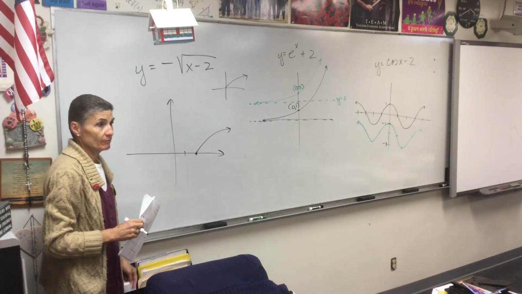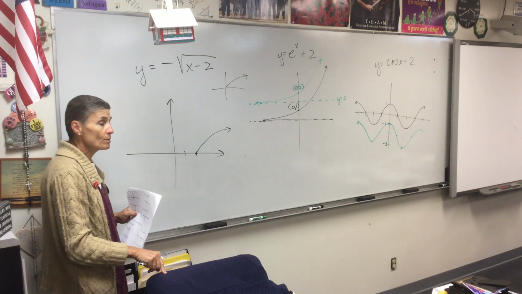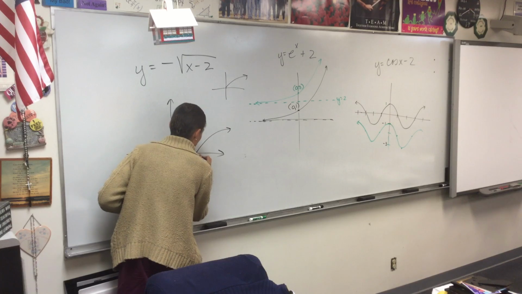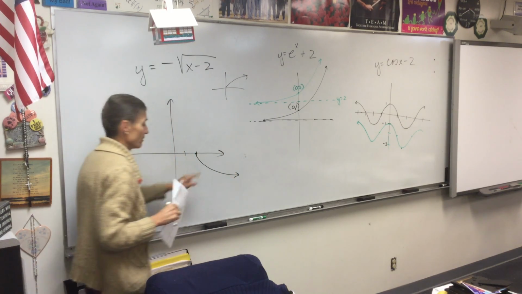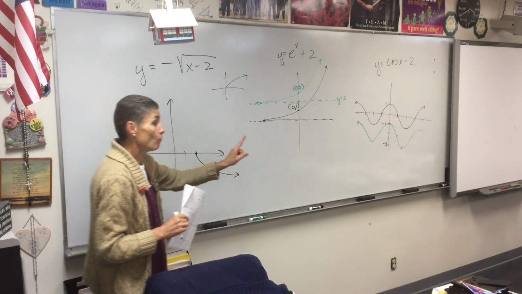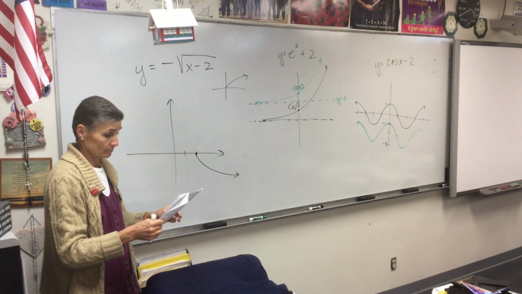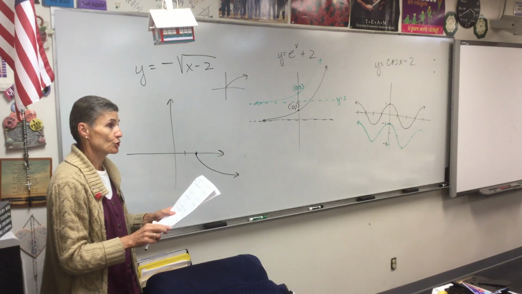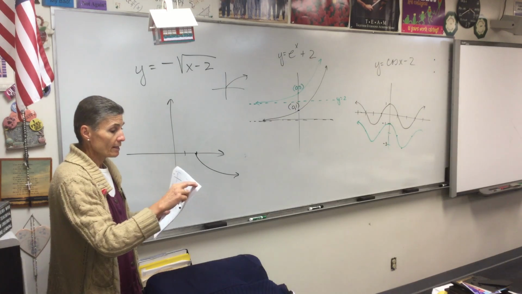Now wait, I'm not done yet. Now I got a negative out in front. That's going to tip it upside down. So instead of being a parabola going like this, it's going to be a parabola going like that. There is your answer. It's upside down. It's shifted over 2 and upside down. Okay?